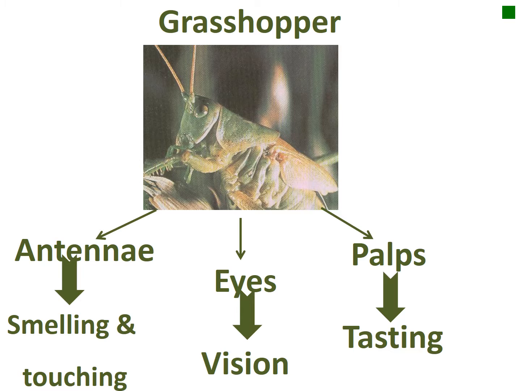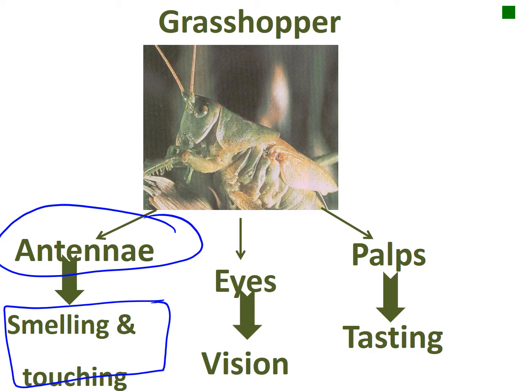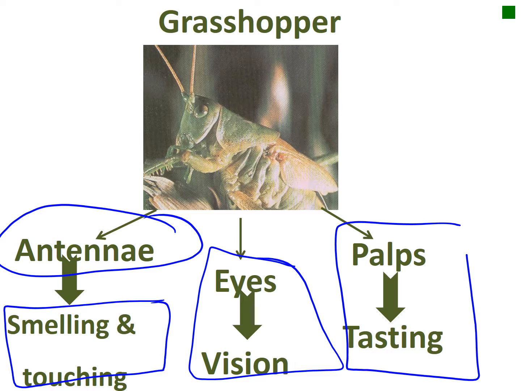For the grasshopper, we have to know some parts. The antennae in the grasshopper are for touching and smelling. The eyes are for vision, and we have the palps for tasting.